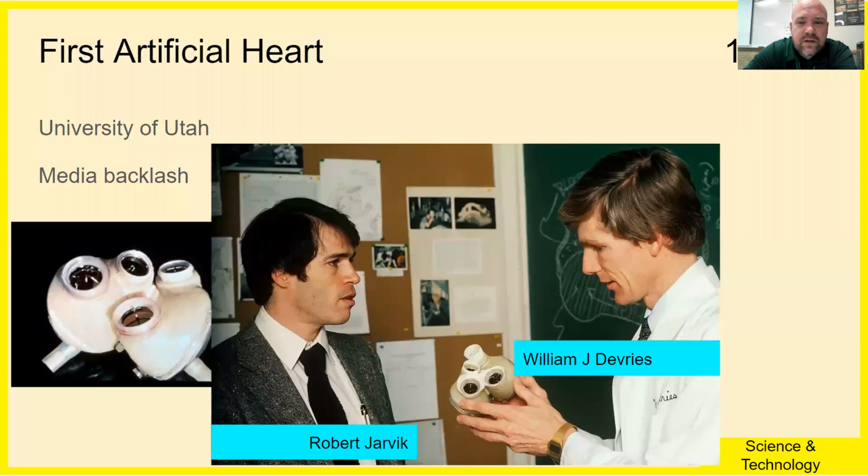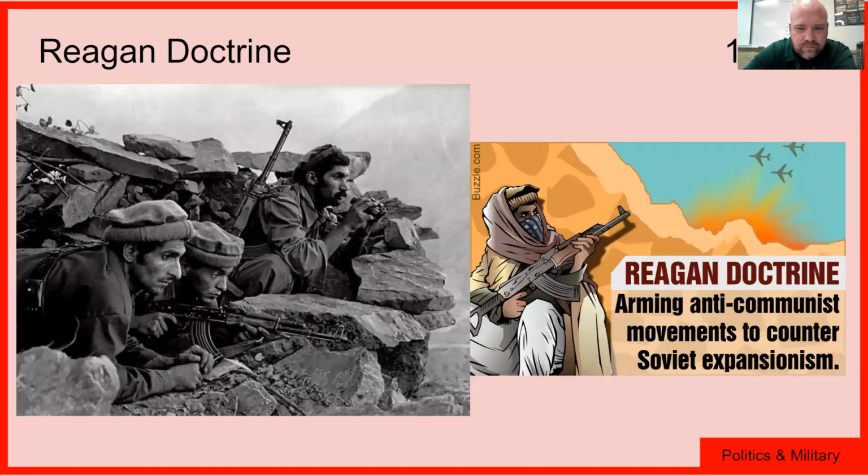So in your notes, define Reagan doctrine, and then make a line saying what the policy was before and how the policy changed, right?